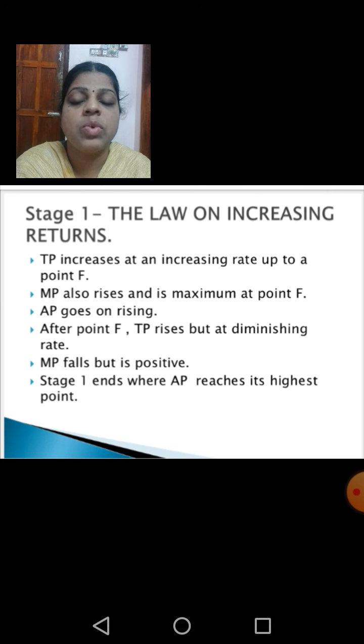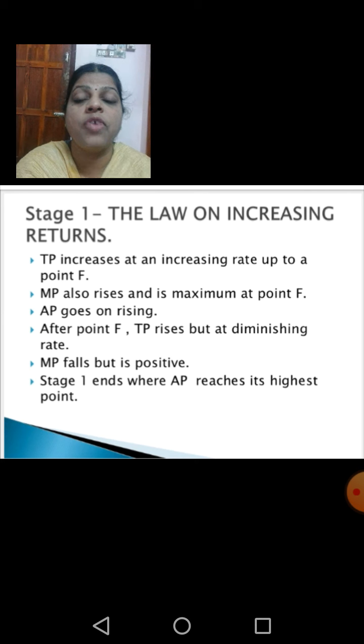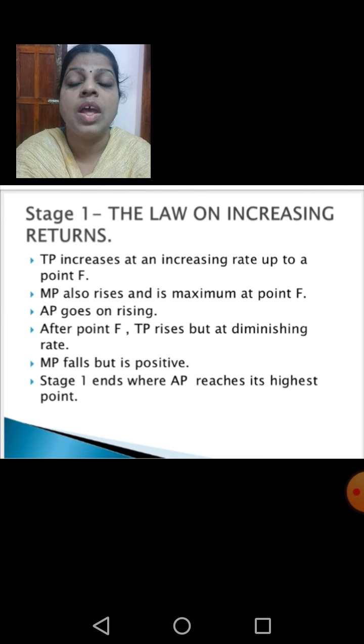Children, once again I will explain what about stage 1. I told you about the 3 curves, TP, MP and AP. In stage 1, the TP increases at an increasing rate up to a point F. And the point F, I told you, is a point of inflection. That I will explain later. You just understand that point is a point of inflection. And MP also rises and it is maximum at point F.